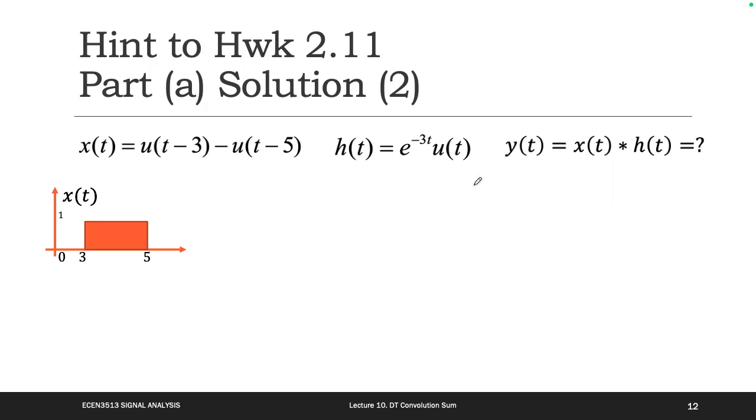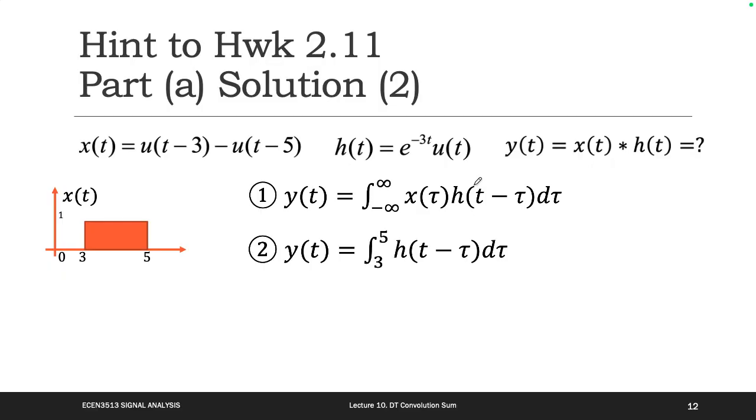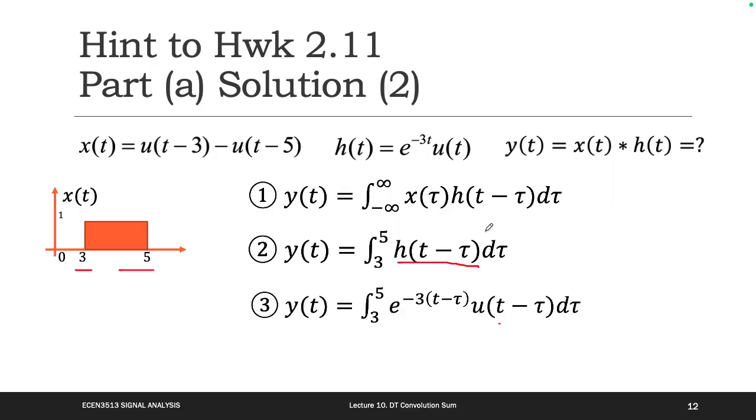Then our y(t) should equal this one. Since your x(t) only has a value from 3 to 5, and the value is 1, you can remove your x(t) and only h(t minus tau) is left. Then you can see your h(t) is this one, am I right? So you just put this one here, this equation here, and you get this one, am I right?